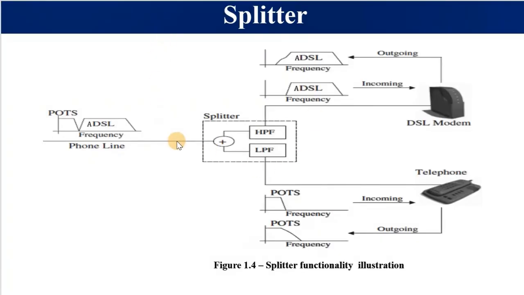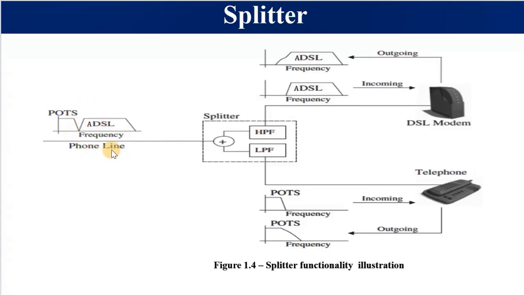In illustration of the splitter functionality, we have our UTP line carrying POTS, the plain old telephone system, which is our voice signal, as well as the ADSL signal. All are carried by the same UTP line. Then we've got our splitter, and inside the splitter is where we find the low-pass filter, and we are also assuming that this is where we find the high-pass filter.